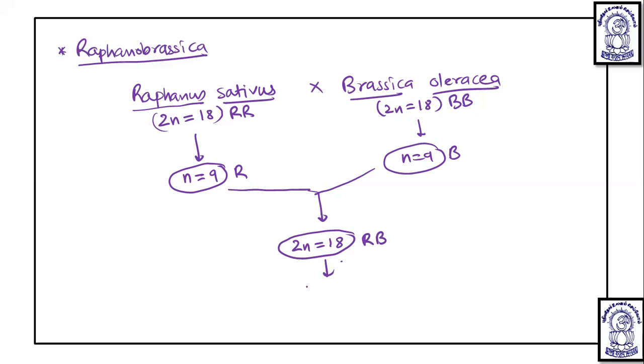So it is 2n equals 18. So what will happen now? The 4n is going to be 36, and when 4n is going to be 36, this R set is going to be replicated, so it is going to be RRBB. Okay, so 18R will be there, 18B will be there, like this. Total 36 chromosomes will be given to this, and this is nothing but a Raphanus, that is allopolyploid, which is obtained like this.